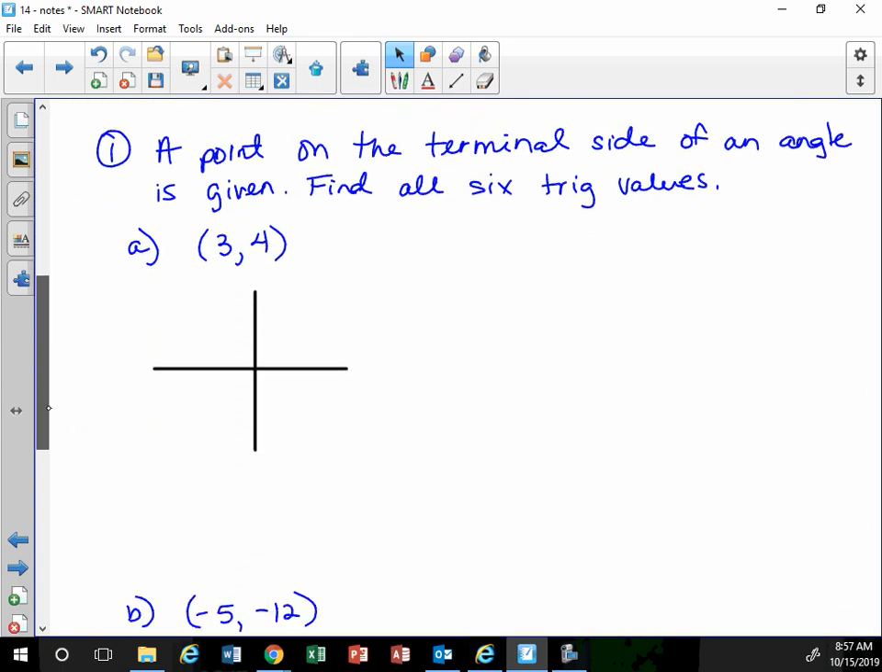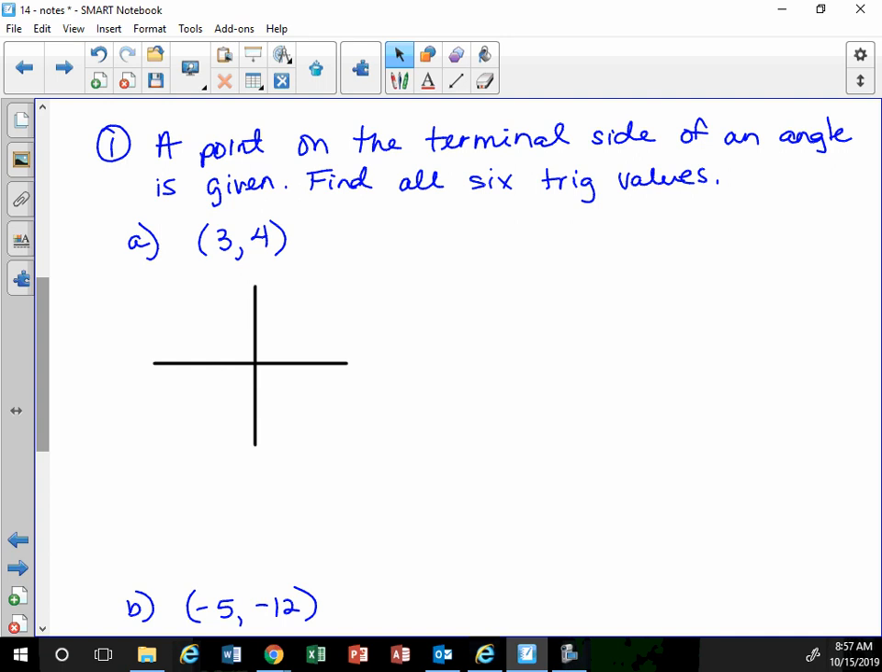We talked about that already, so you don't just write that. Okay, I'll give you a second to write down number one here. A point on the terminal side of an angle is given. Find all 6 trig values.